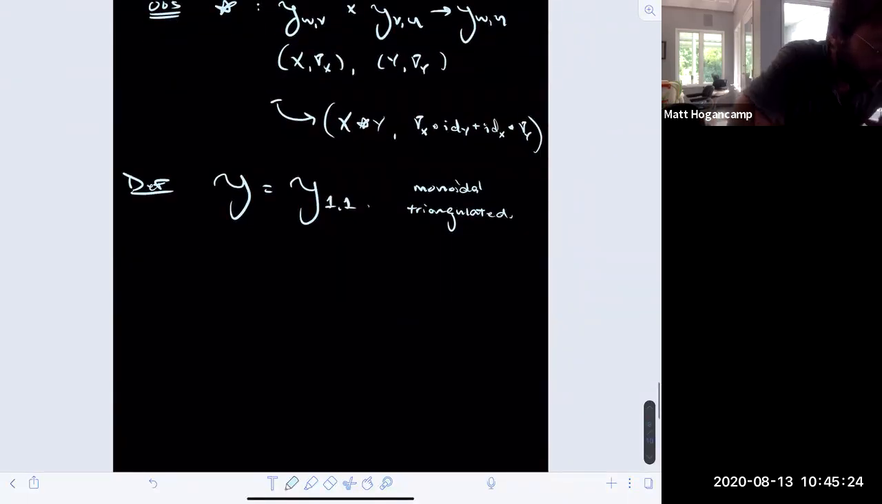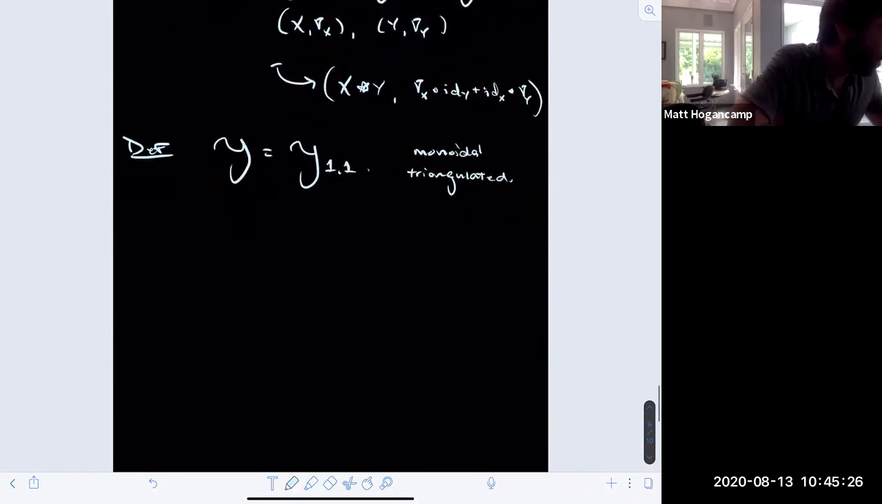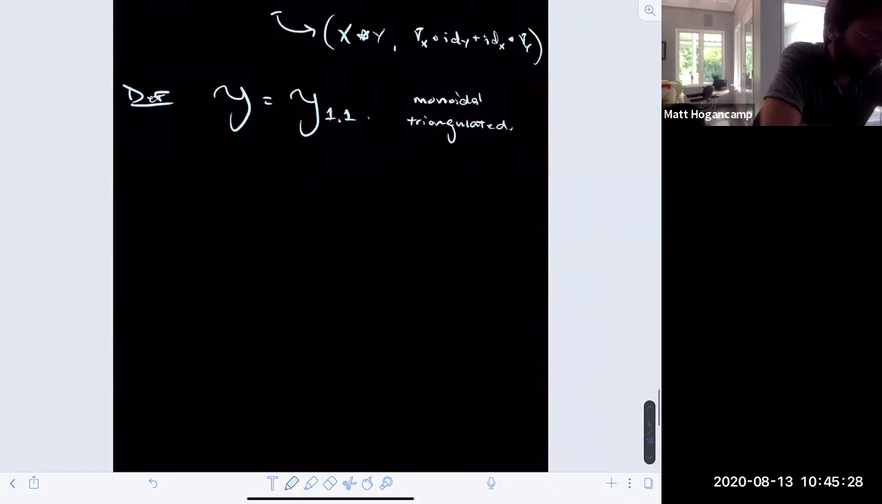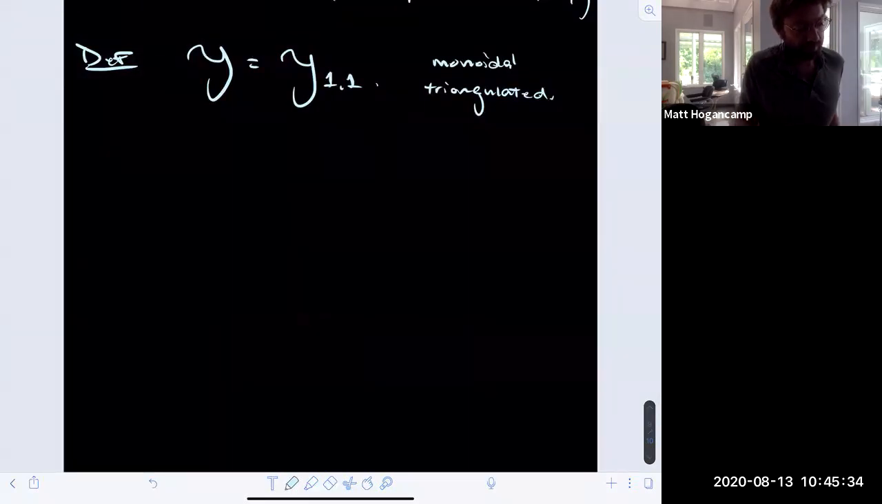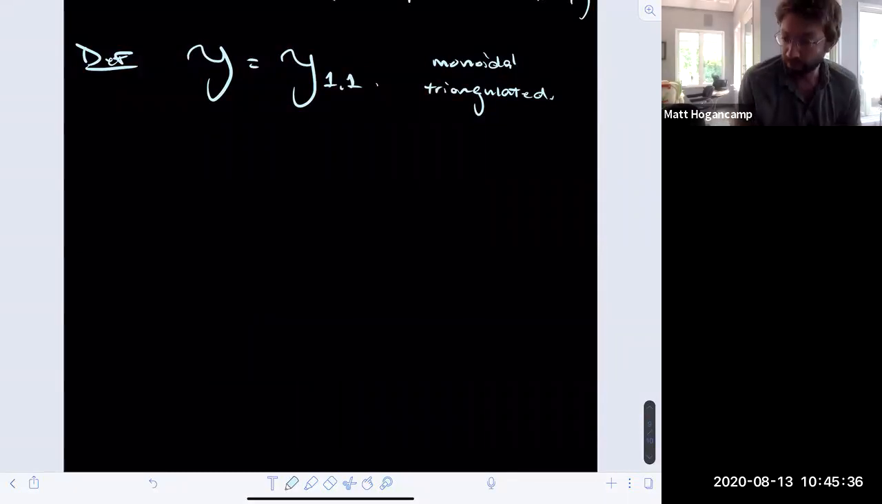Okay, so I want to talk about Hecke complexes just as a main example of this, and then I'll finish with the relationship with the FM category at the end.